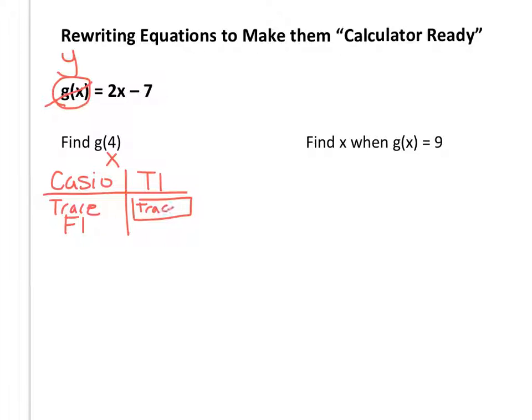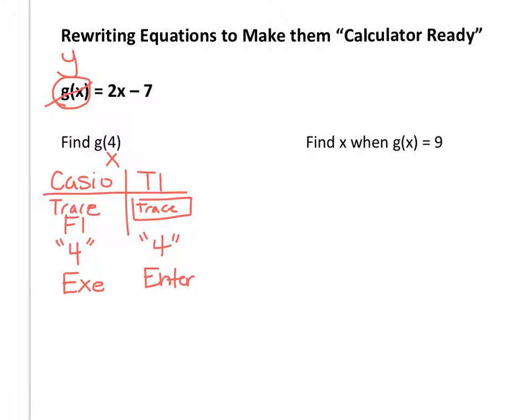And then remember, you type in the x value, in this case 4, type in x equals 4, and then enter. Remember, enter is EXE on a Casio, and it's actually enter on the TI. So we'll type in the number 4 and press enter or EXE.